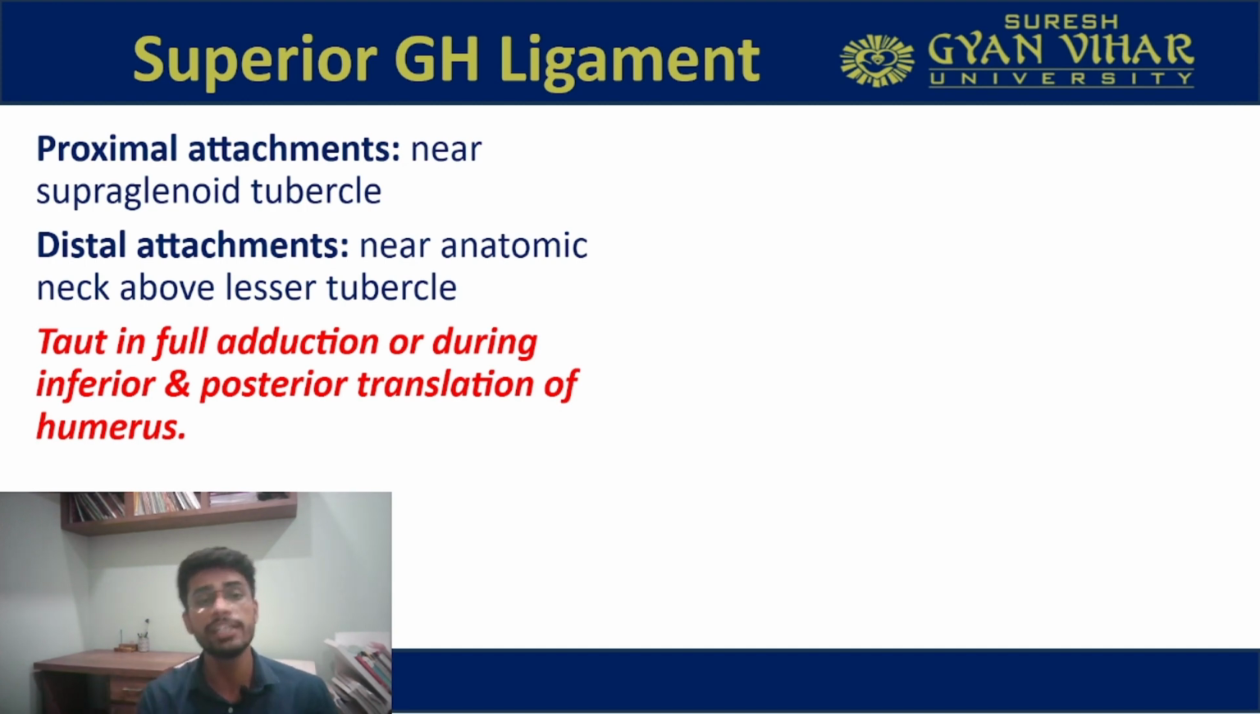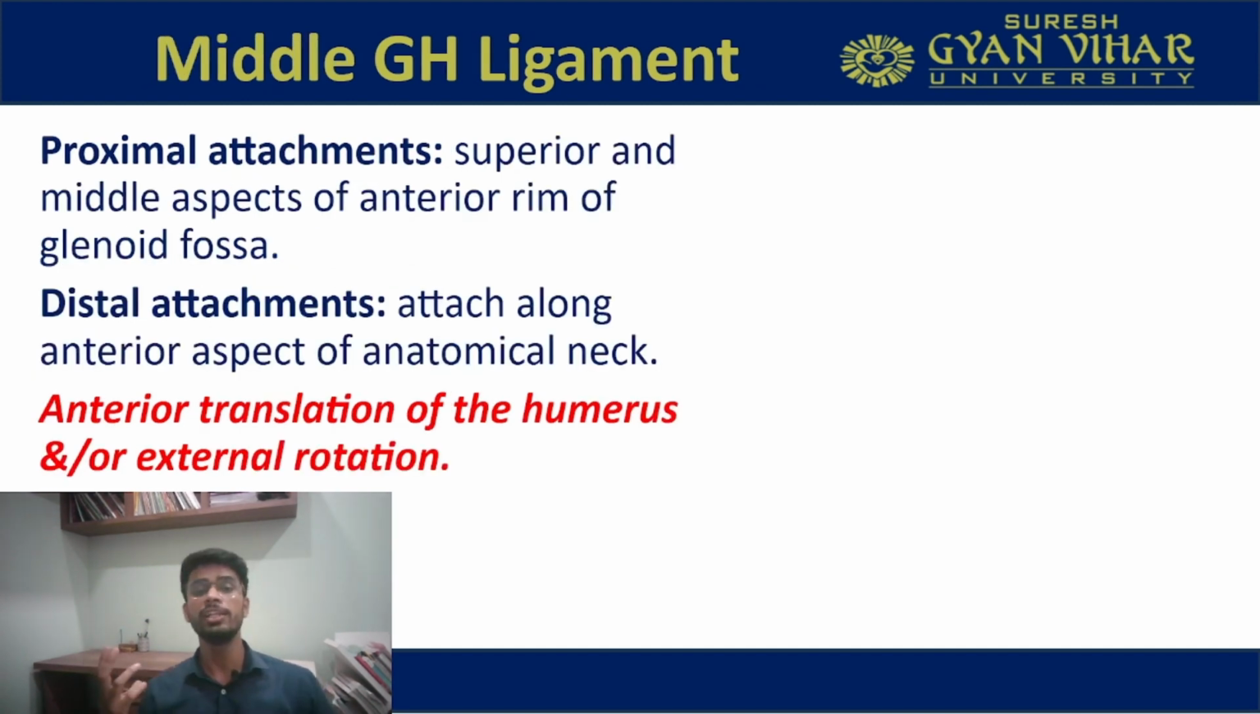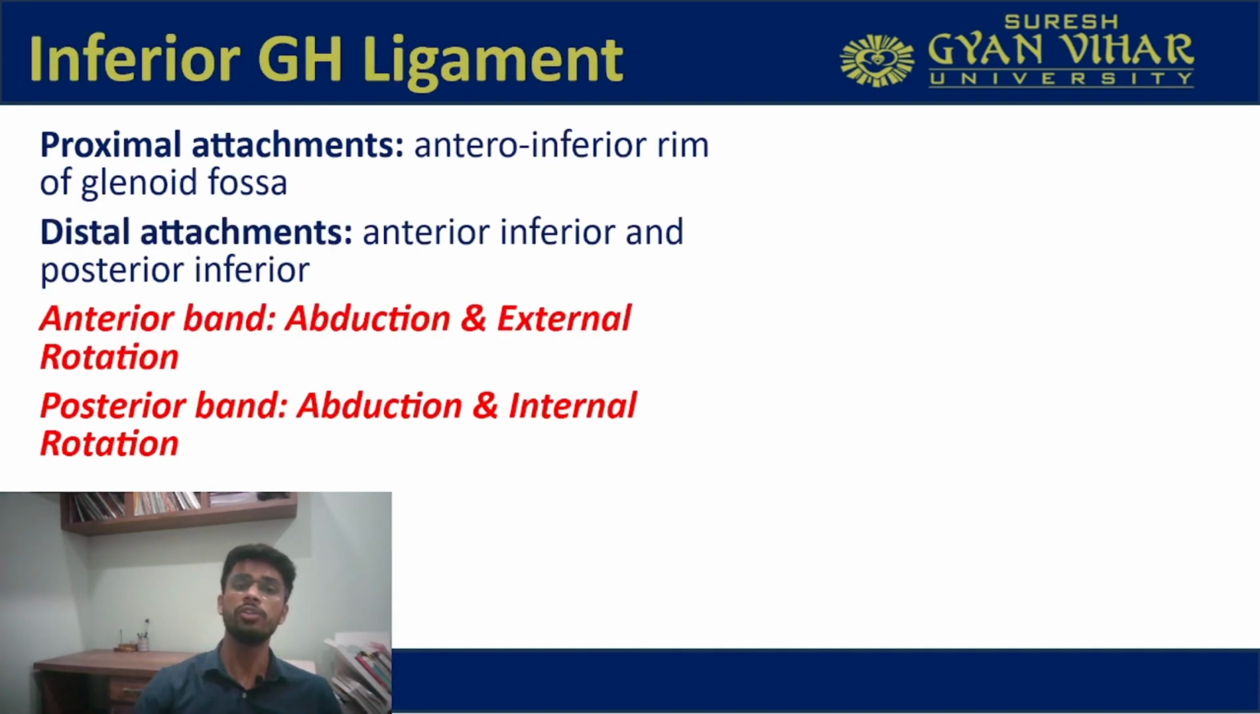Full adduction movement, or inferior and posterior translation of the humerus, is restricted by the superior glenohumeral ligament. Now the middle glenohumeral ligament is present just beneath the superior ligament. It comes from the superior and middle aspect of the anterior rim of the glenoid fossa, and it attaches distally along the anterior aspect of the anatomical neck. Its function is to resist the anterior translation of the humerus. And when will this anterior translation of the humerus happen? When you externally rotate the humerus or the shoulder, these ligaments get taut and restrict that movement.